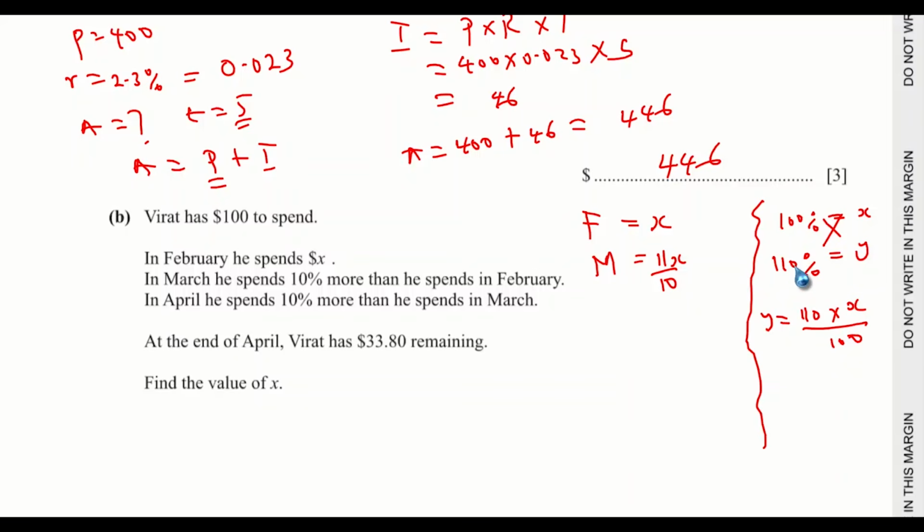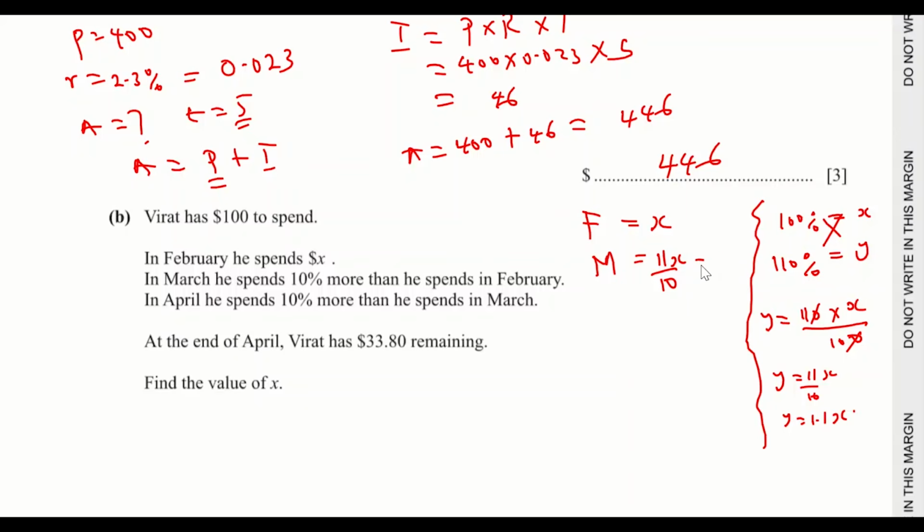Okay, 110 multiplied by X, then divided by 100. So this 0 will cancel this 0. So we are left with y equals 11 over 10x, like this. That's 11x over 10. Okay, we can easily write 1.1 here. So y is equal to 1.1x. Okay, I think I'm cool with that.